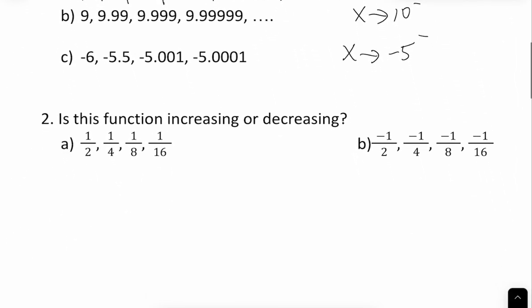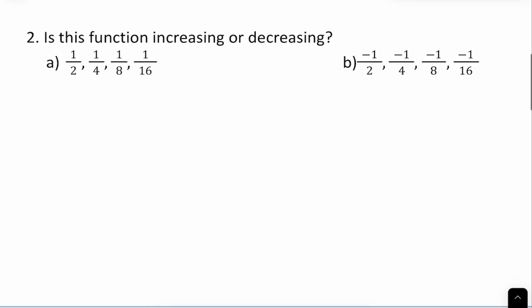Okay, let's take a look at number 2. Now, these are the function values. So these are the f of x's or the y values. And we want to know, if we were moving from left to right, with the x values that went with it, is the function going up or is the function going down?